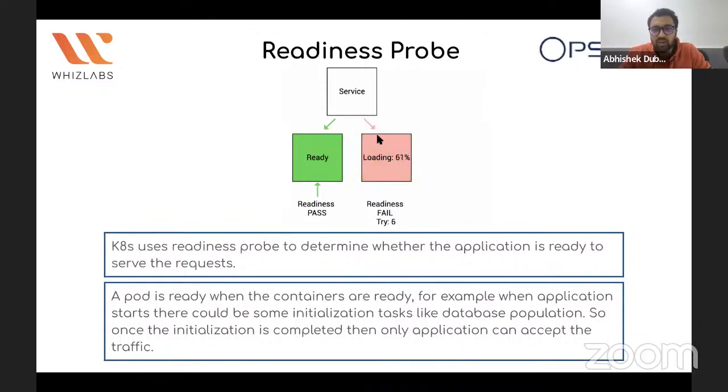That means the traffic is not being sent to this pod. The traffic is only being sent to the ready pod. Once this is 100% ready, then only the traffic will be served to this particular pod. So when it's in the loading state, the traffic will only serve the ready pod. And once it becomes ready, both become green and the service will send the traffic to both of the pods. So what exactly Kubernetes does, Kubernetes uses this readiness probe concept to identify if the application is ready to serve the request.